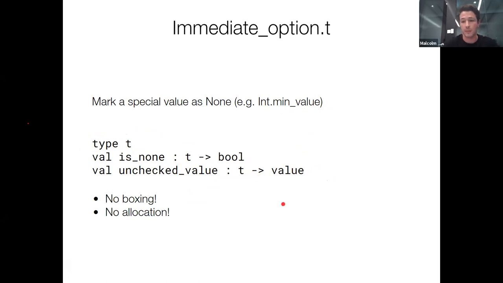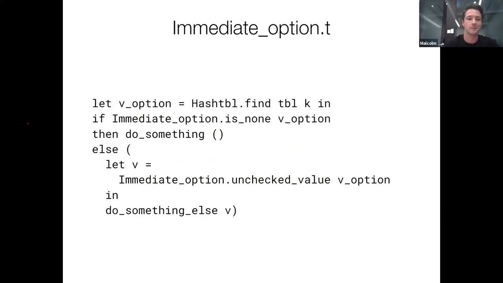So let's have a look at the same code that we looked at before using this paradigm. We're going to look in the hash table for this key, and it's going to return this immediate option. Then we can say if the immediate option is none, we can do the none case. Otherwise, we can pull the value out and do something. It doesn't allocate. We're happy, it's much more efficient, but we've lost that great property of the type from before, which makes these kinds of errors impossible. Now I can call this function unchecked value to pull the value out, and I have to remember to call is none. So we're kind of back in the world of null pointer exceptions.